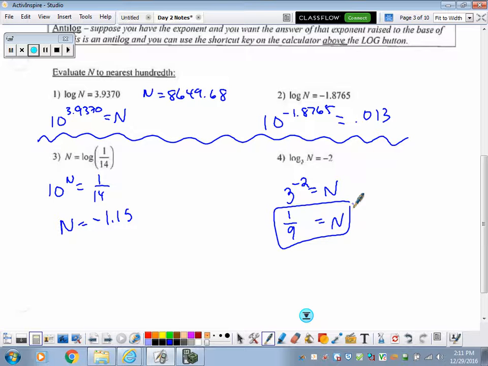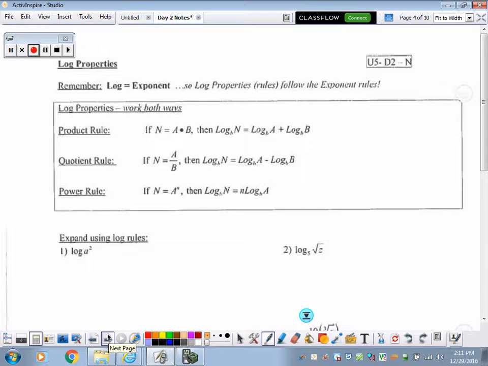All right, a little bit of review from last class. And let's go to the back, I believe, of this page to start our notes. Actually, not a review from last, a little bit of the 10 stuff on the calculator. New notes for today. We're going to talk about log properties.